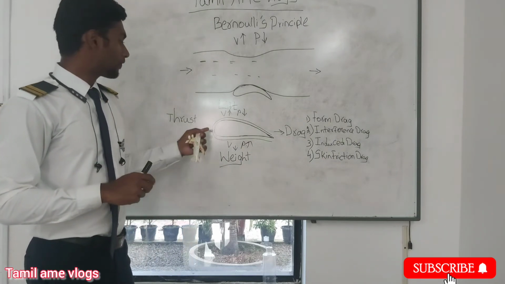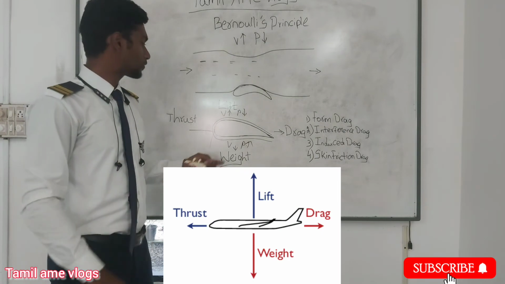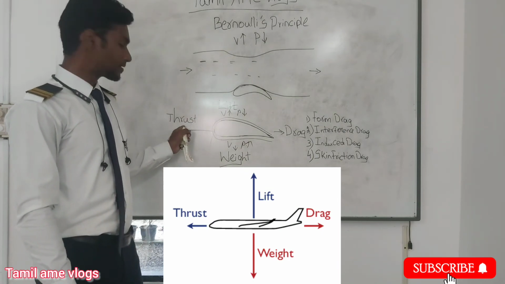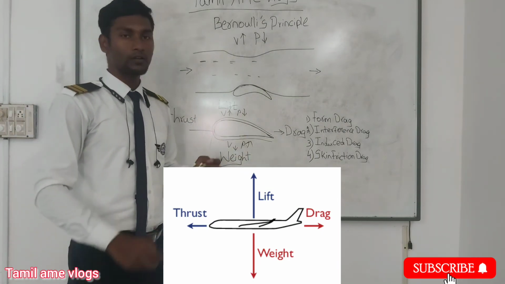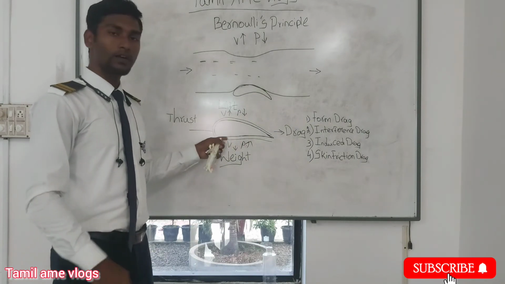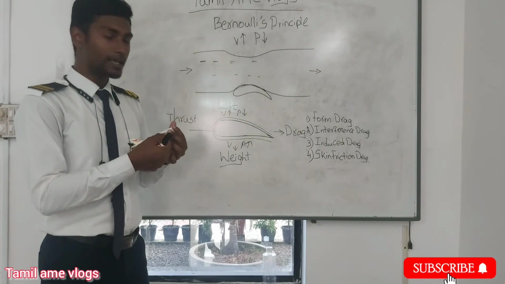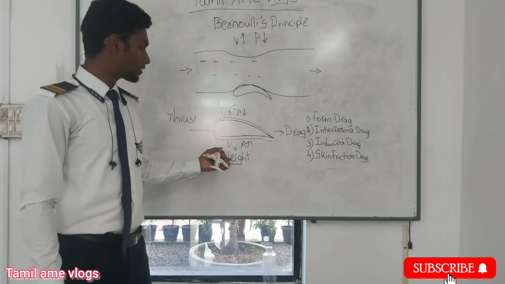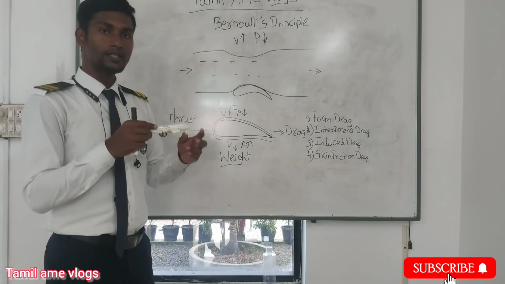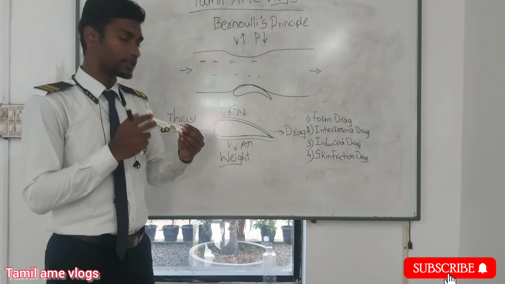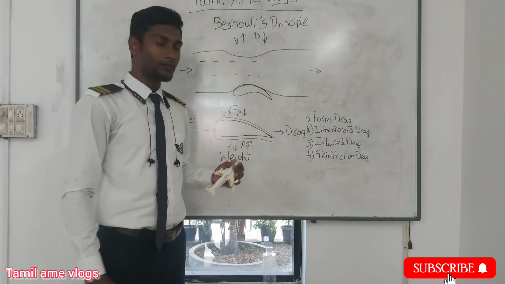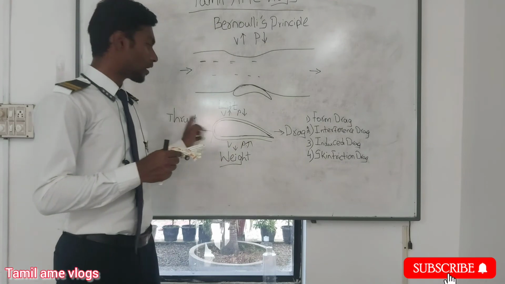Now for flying the aircraft we need 4 forces. One is lift, second is thrust, third is weight, fourth is drag. Okay. Lift is produced by this aerofoil moving along with the air, and the thrust is produced by the aircraft-mounted engine. Weight is the whole weight of the aircraft, which is acting on the center of gravity of this aircraft. Then drag is created as the force opposite to thrust.